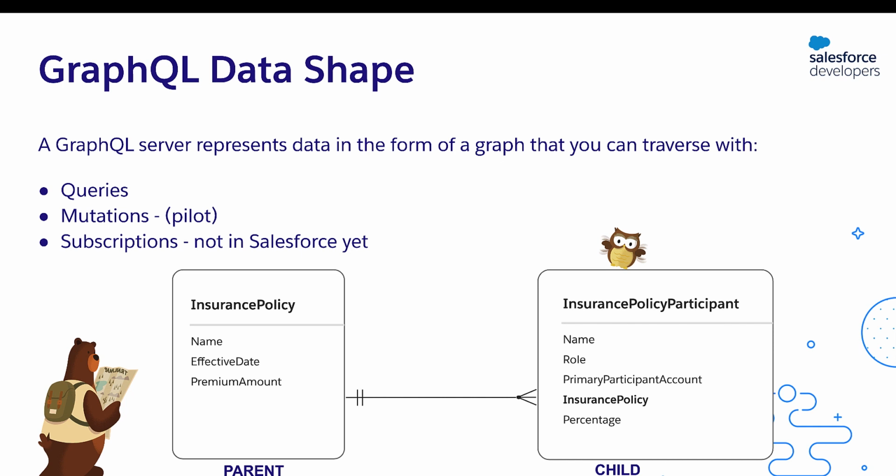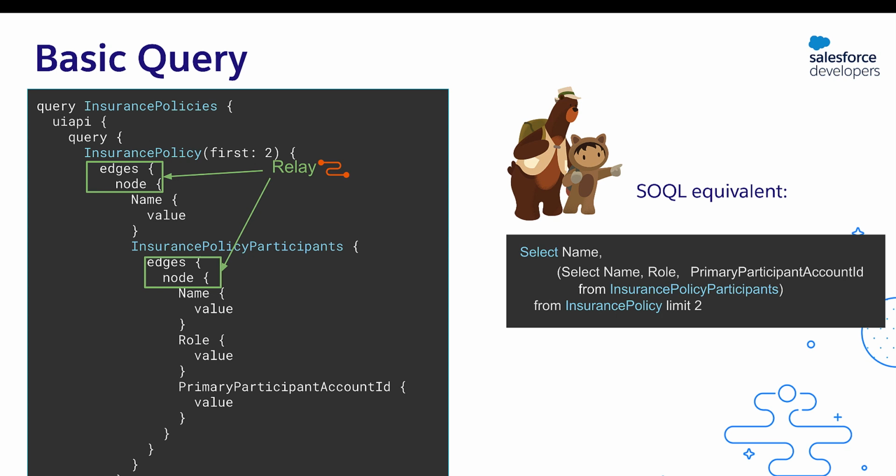In Salesforce, you have this notion of master-detail, which makes something a parent and something a child, and it's fairly important. This is just an example with insurance policy and insurance policy participant. And what you can do with GraphQL is a basic query like this.